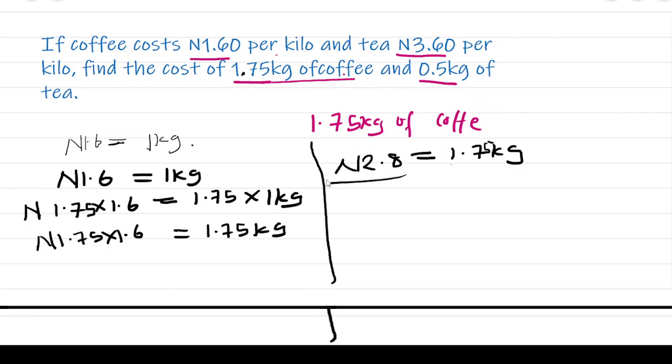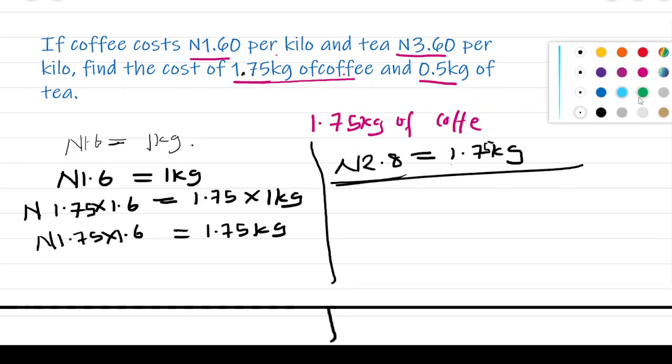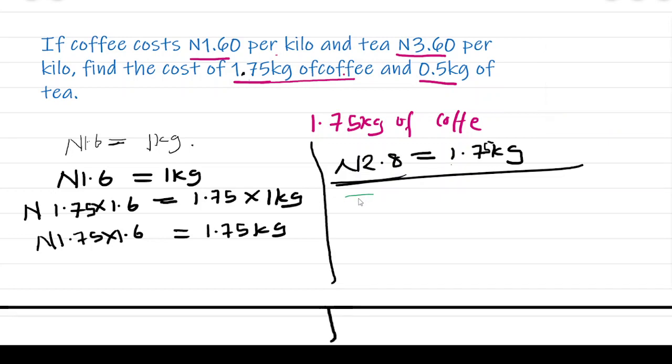Now the same thing we did for the coffee, we are going to do for the tea as well. Let's see what we know about the tea. We are told that the tea is charged at 3.6 naira per kilogram. So this is for tea. Let me write in a different color.